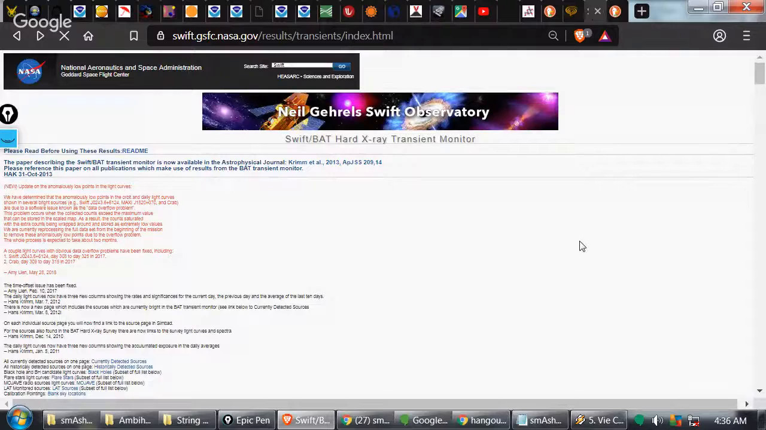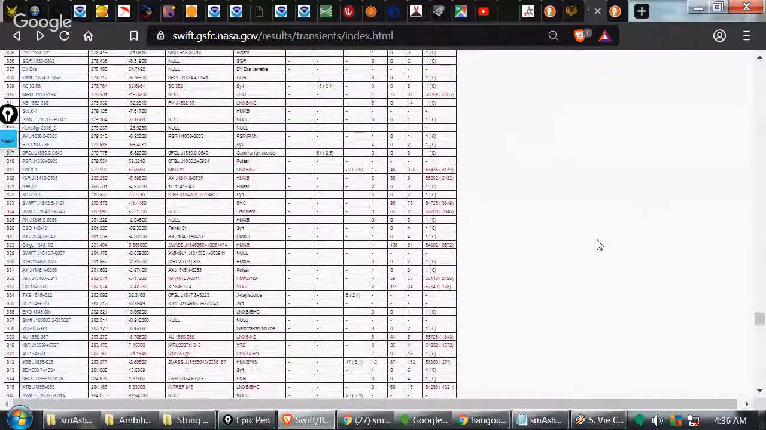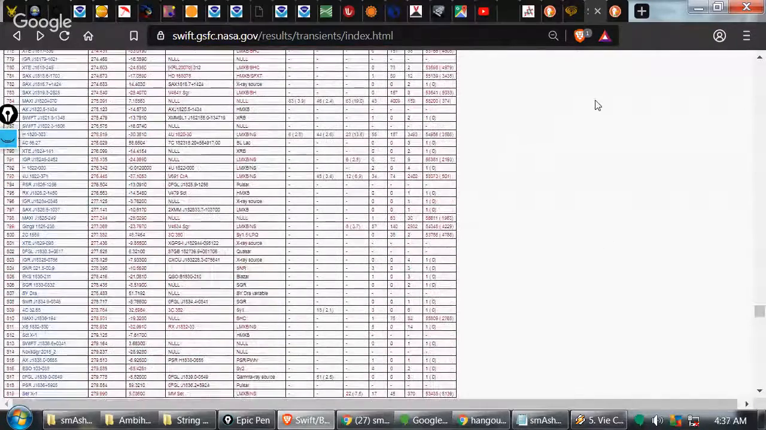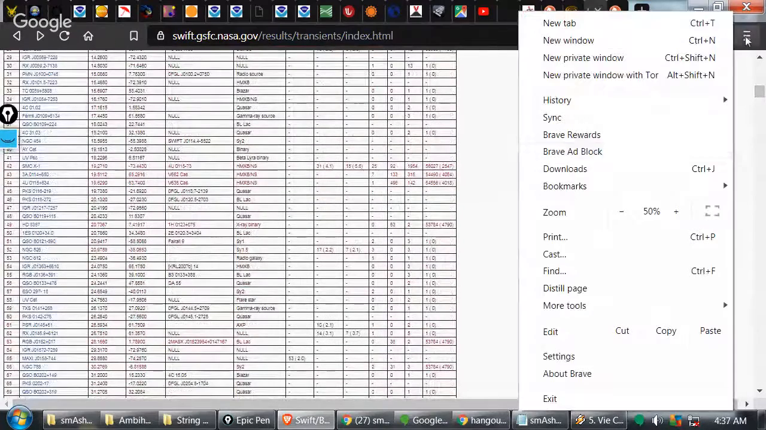All right, anyway, if you want to look at transients, we'll leave links to this in the description. This is how we monitor things. So for instance, if you want to see what M87 is doing in terms of radio emissions, just click Find.